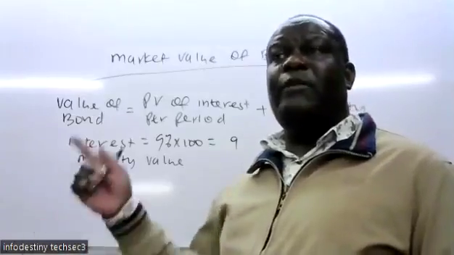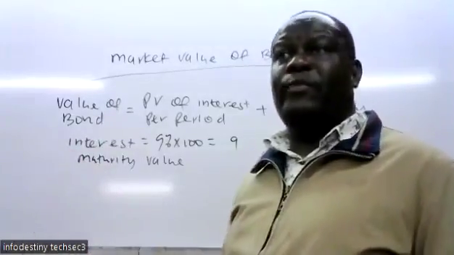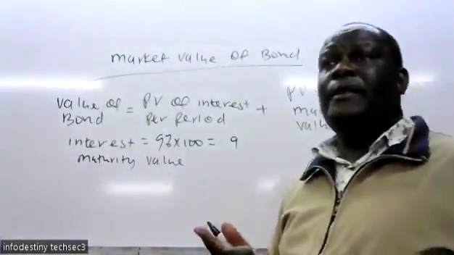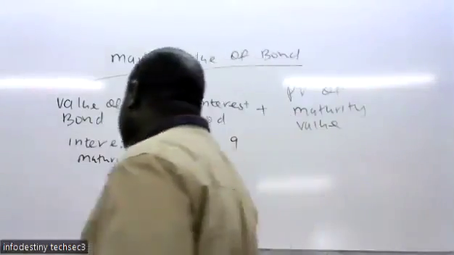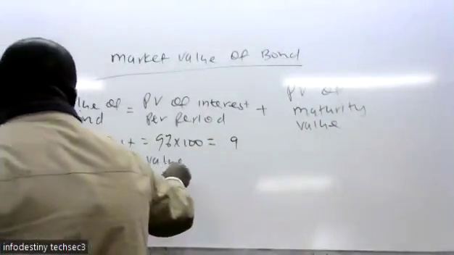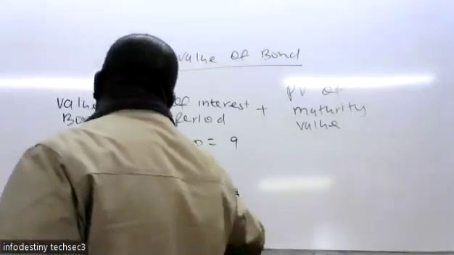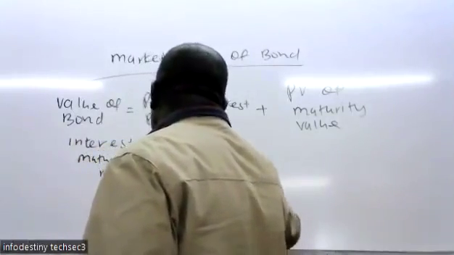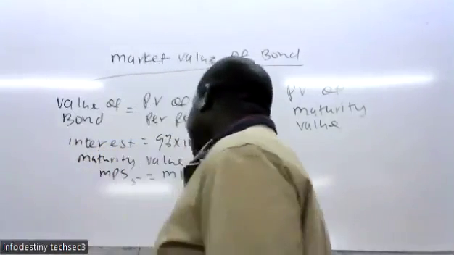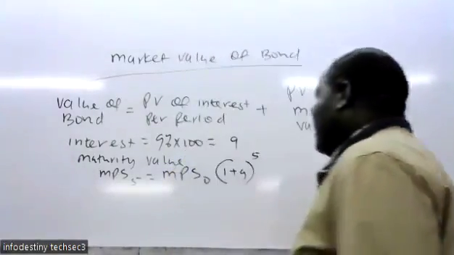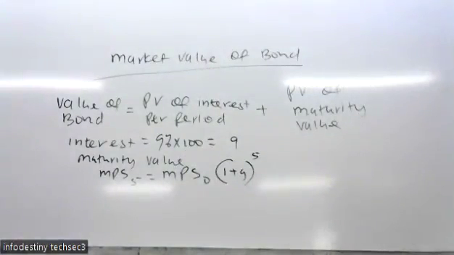That means that the maturity value for that bond will be equivalent to the market value of the ordinary shares after 5 years. I hope it makes sense at that point. So the market price per share in year 5 will be given by the market price per share in year 0 times 1 plus g, raised to the power of n. So n will be the same as 5, because it is for the next 5 years.